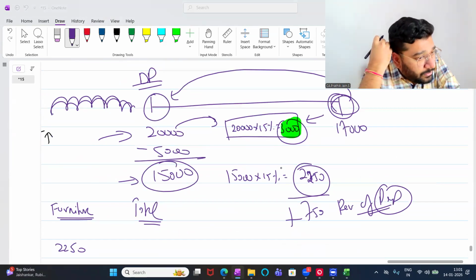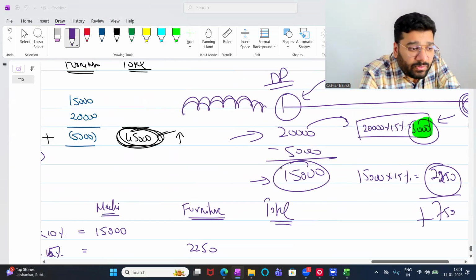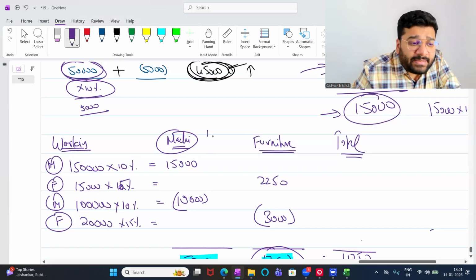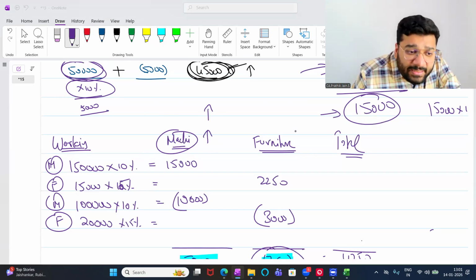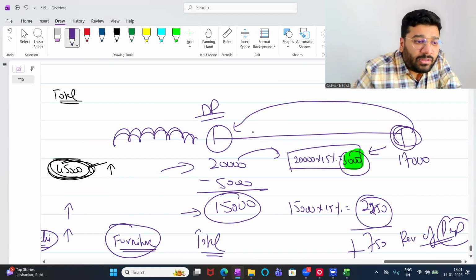Sir, one doubt. 15,000 is the depreciation, sir. After deducting 10,000 we got 5,000. Is the same applicable on furniture only? Then how did you treat this income? If the value of the asset increases, on that increased amount I'll charge further depreciation. But in the furniture case it's not upward revaluation, it's downward revaluation.